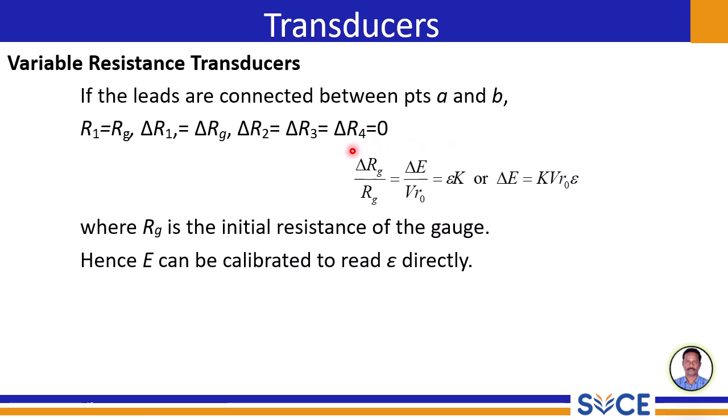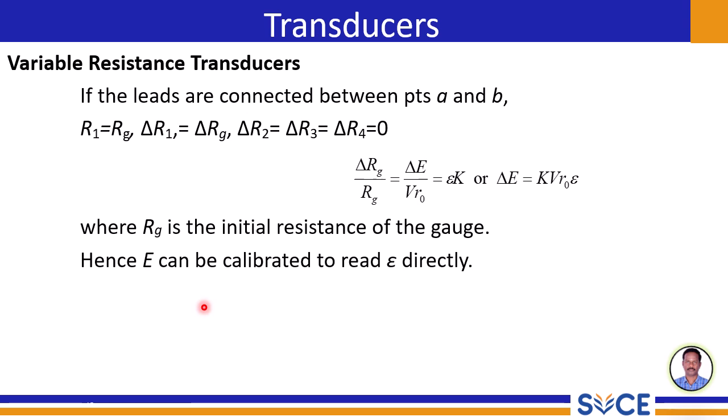So from these equations, we can see a direct proportionality between the change in output voltage del E and the strain epsilon. Specifically, del E is equal to the gauge factor K multiplied by the input voltage, the bridge factor and the strain. Hence, del E can be calibrated to read strain directly. This is the key advantage of using a Wheatstone bridge with a strain gauge, because the output voltage del E is linearly related to the strain epsilon.